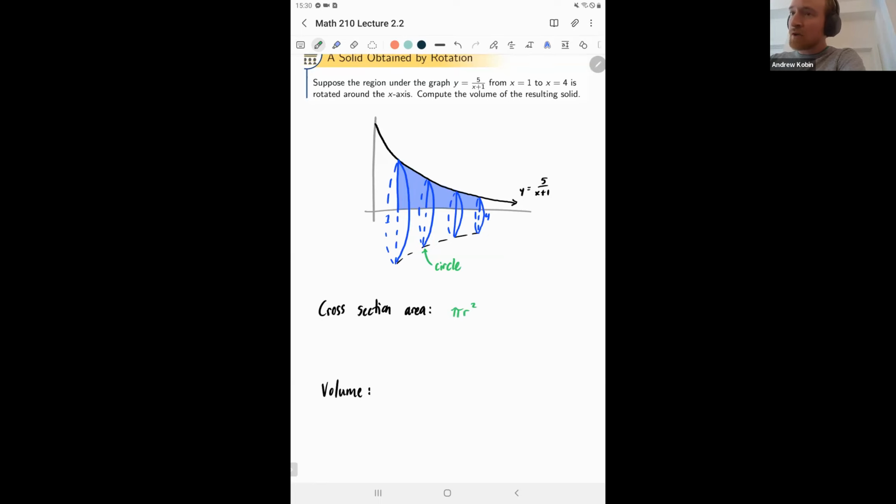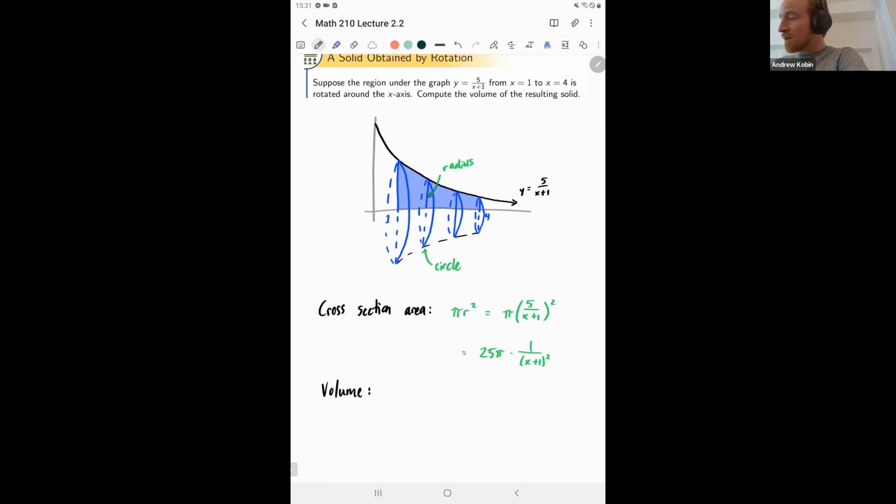Now, I've helpfully left these vertical blue strips in, which are coming from visualizing the area under the curve y equals 5 over x plus 1. But each of these is also playing the role of the radius of the circle. So for pi r squared, each of those strips is just the height of the function, 5 over x plus 1. So pi times r squared is just pi times the function squared. And I'm going to simplify again because I'll need it in a moment. We'll have 25 pi times 1 over x plus 1 squared.